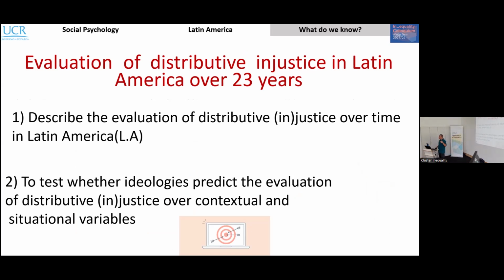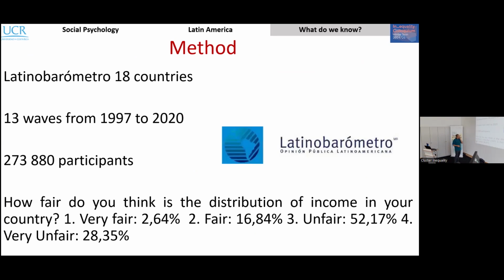Okay, so we wanted to describe how people evaluate unfairness over time in Latin America. And we also want to test the relationship between ideology and social class or objective inequality with unfairness evaluation, because this is what we do in social psychology. So again, the Latinobarómetro from 2019 to 2020, a lot of participants, and this was our dependent variable here: how people evaluate inequality in their countries.